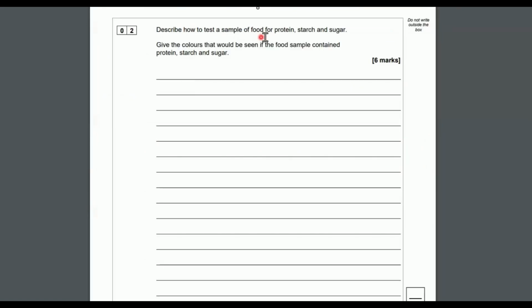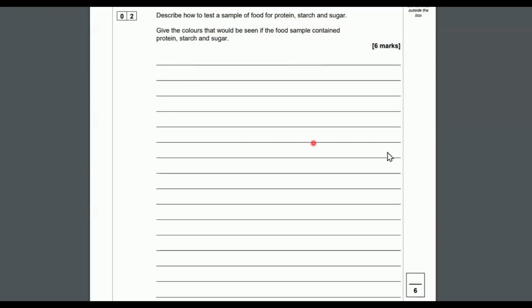Describe how to test a sample of food for protein, starch, and sugar. Give the colors that would be seen if the food sample contained protein, starch, and sugar. What a lovely 6 marker. This is just content knowledge.